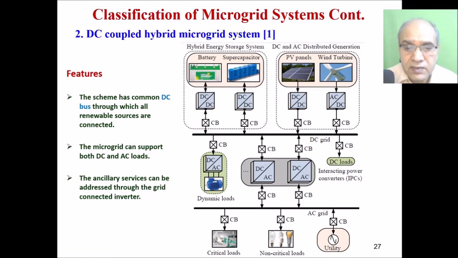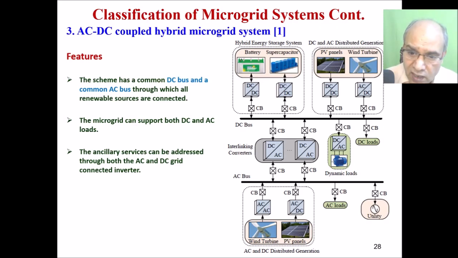As I said, there are either DC or AC type of sources. So we need appropriate DC to DC, AC to DC or DC to AC converters on the AC and DC side. This microgrid system can support both AC and DC loads. Even the DC coupled hybrid microgrid can support both, and ancillary services can be easily addressed with the help of this configuration.